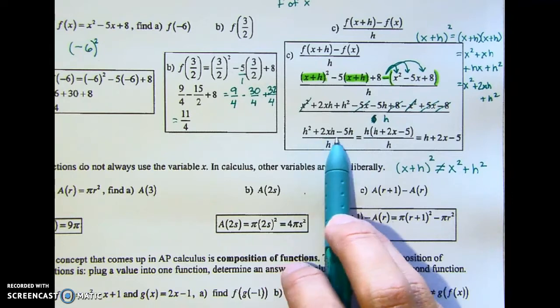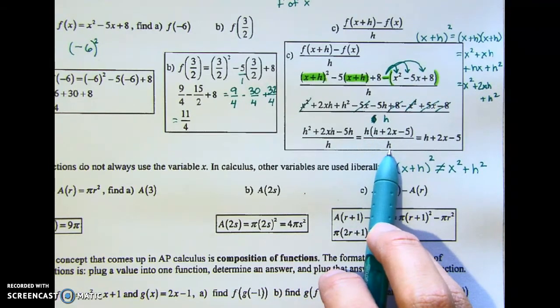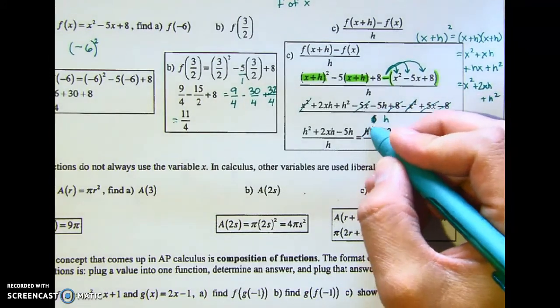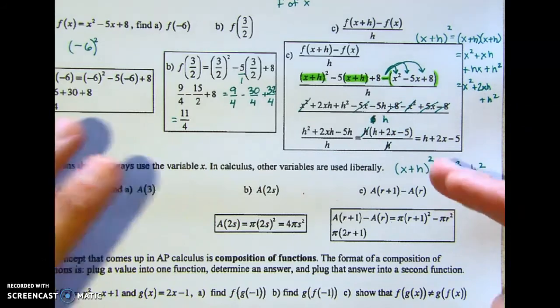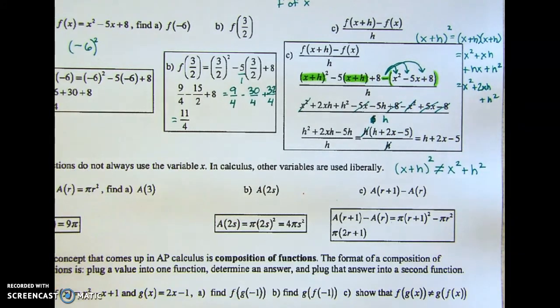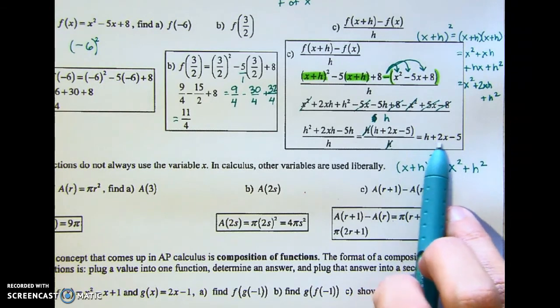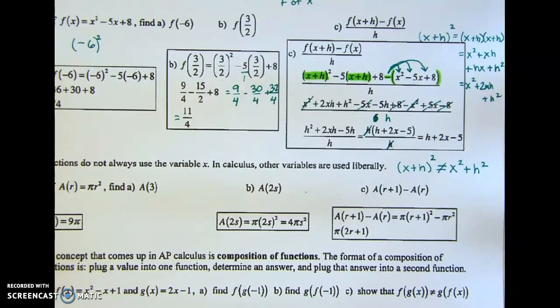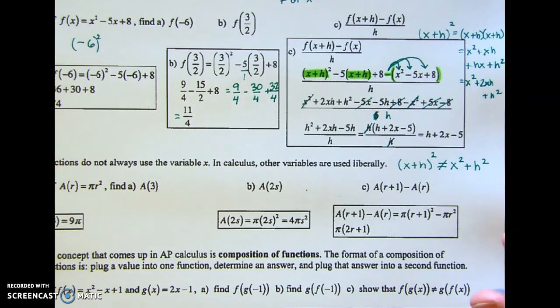And once you factor that h out, do you see how the h's in the numerator and the h in the denominator divide out? So those are common factors, so they quote unquote cancel, but we try to not use the word cancel. And we're left with this, h plus 2x minus 5. So that's the advanced algebra that you need in order to do a calculus problem.